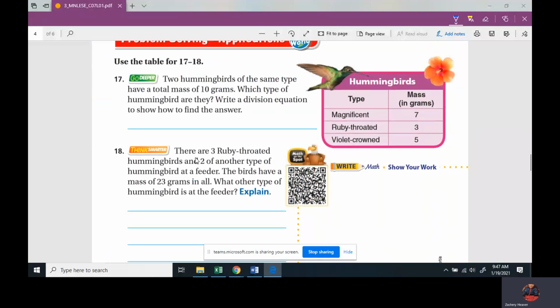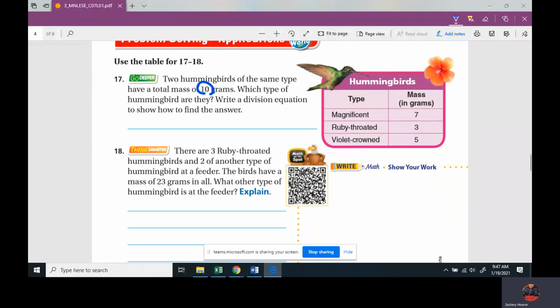We're going to use this chart now to answer 17 and 18. So 2 hummingbirds are the same type and have a total mass of 10 grams. Okay? Which type of hummingbirds are they? It's in the problem. So 2 hummingbirds of the same type have a total mass of 10. Which type of hummingbird are they? And write in a division equation to show.